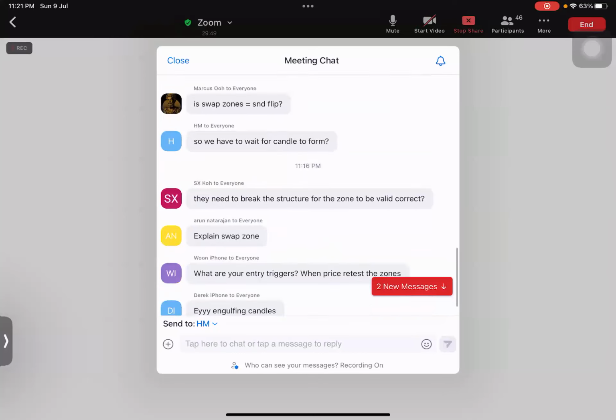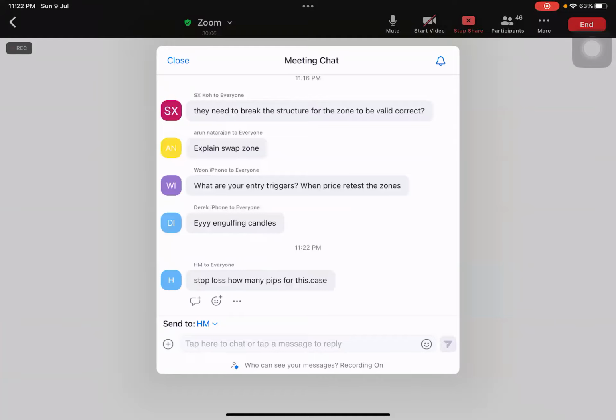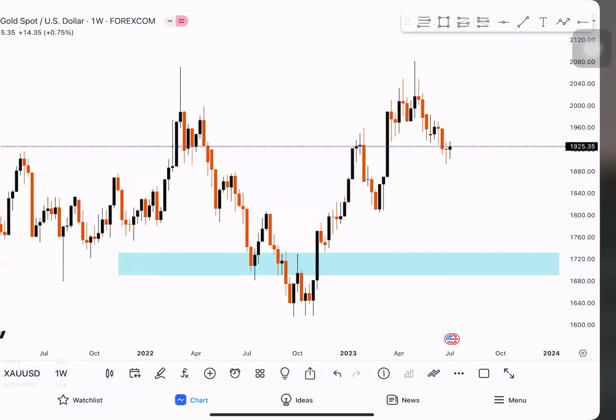What are your entry triggers when the price retests the zone? My entry triggers are based on the smaller time frame, because right now we only explain on the weekly. This is for direction purpose only.